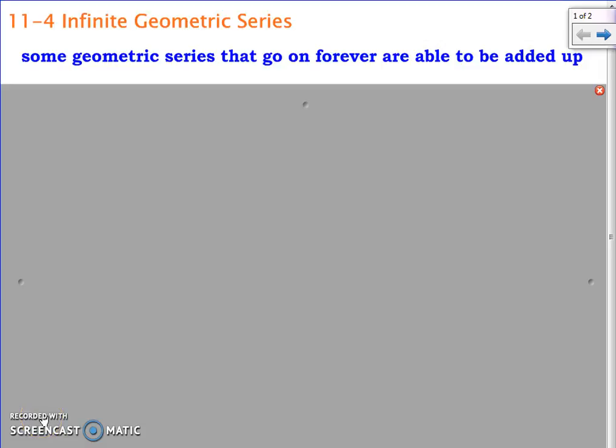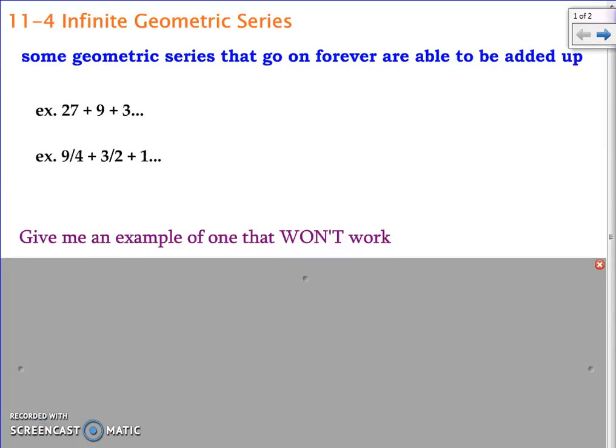All right, we are doing 11.4, and we're still talking about these formulas with sequences and series. We're still in the geometric, but now we're looking at something called an infinite geometric series, which means they go on forever and ever. Some of them we can add up, and some of them go on forever, and when you add them up, you get infinity. So I'll talk about the difference between those two.